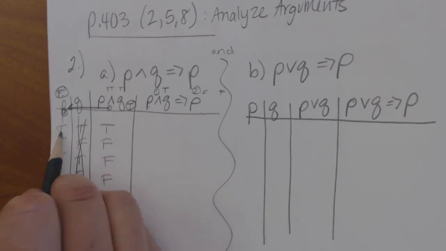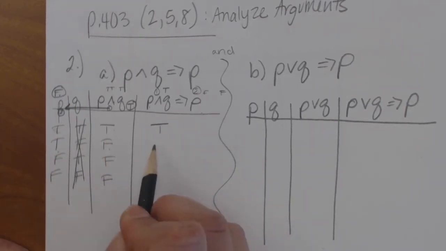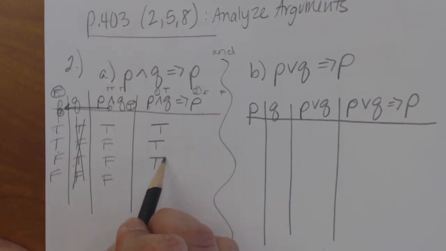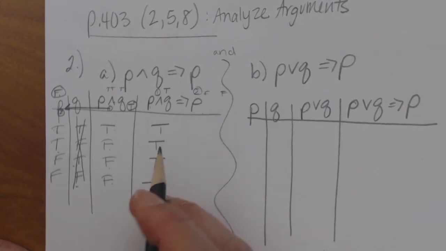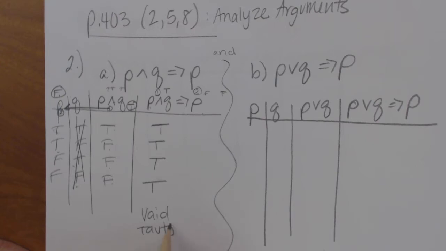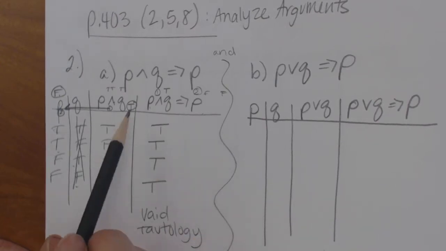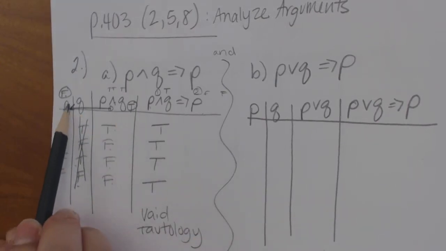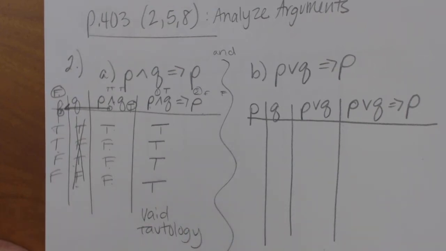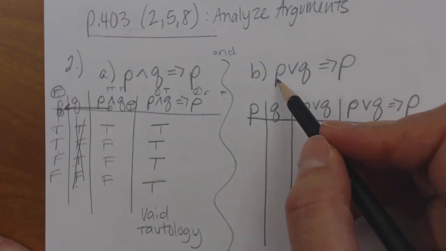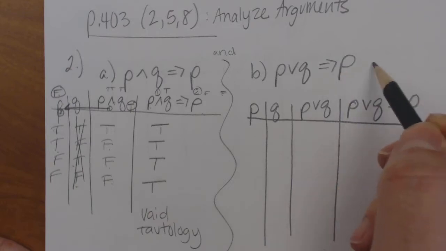So let's do it. TT, that's fine. FT, that's fine. FF, that's fine. And FF, that is fine. So this is actually very valid, and it's actually a tautology. So this situation where I had the T and then the F did not happen, so I did not get any falses.